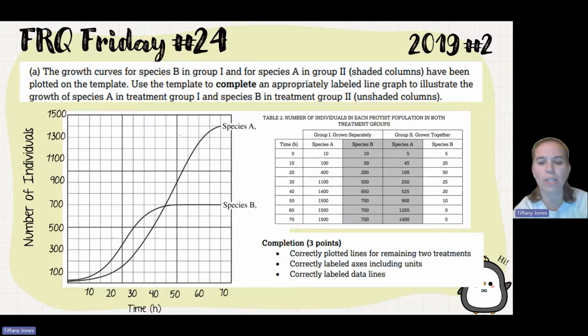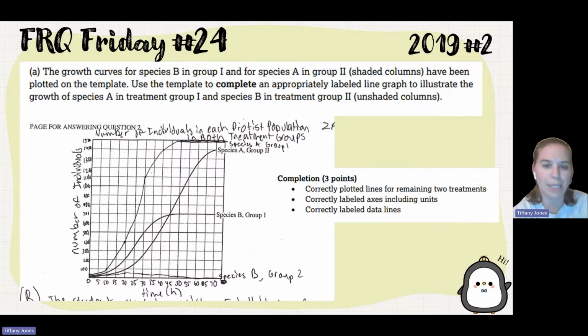And so you would get points for having correctly labeled the lines of the other 2 treatments. You have your axes labeled, including your units, as well as your labeled data lines. So here's what the student did. They have their lines graphed, they've labeled the ends of them, as well as their axes. So they have the full 3 points so far.